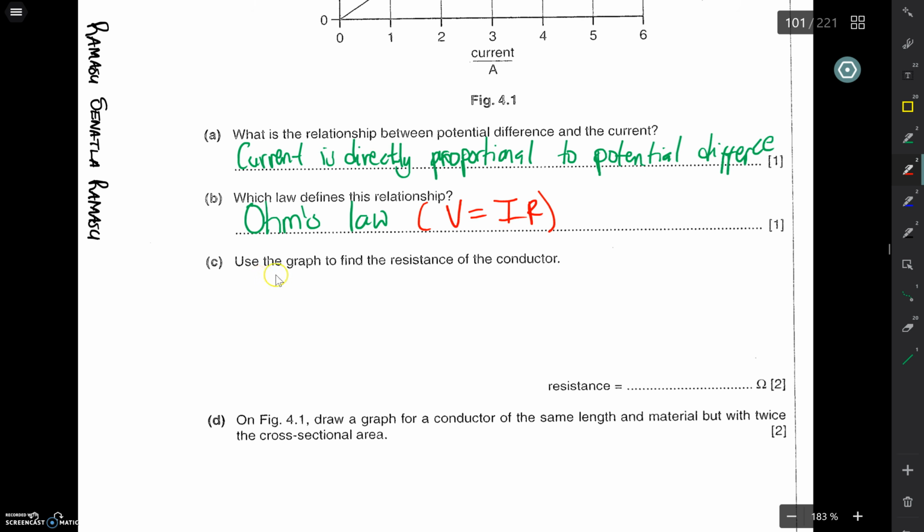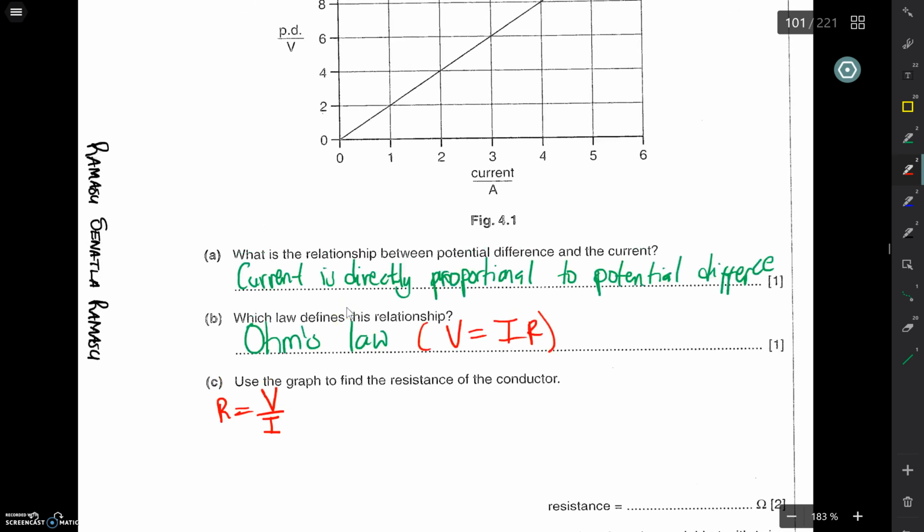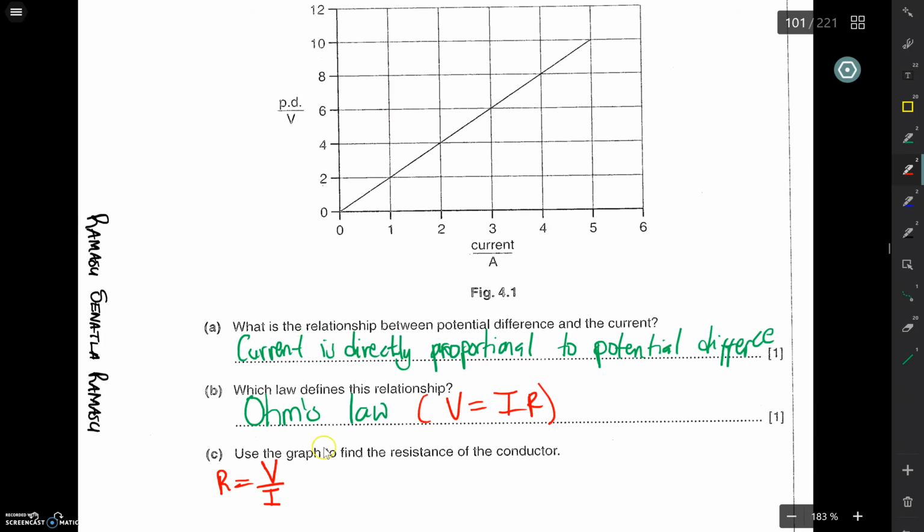And part C says use the graph to find the resistance of the conductor. So from Ohm's law, which is this one here, V is equal to I times R. R is the resistance, and it is found by the equation R is equal to V over I, right? So you can use your graph to find out the value of resistance by saying change in voltage divided by change in current.